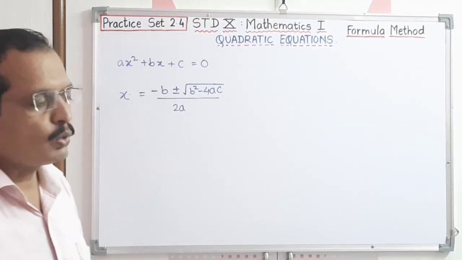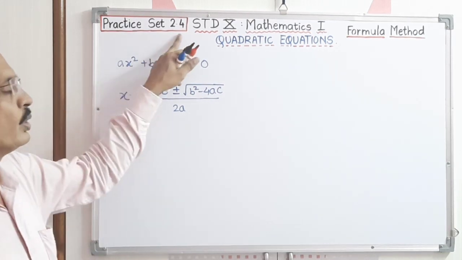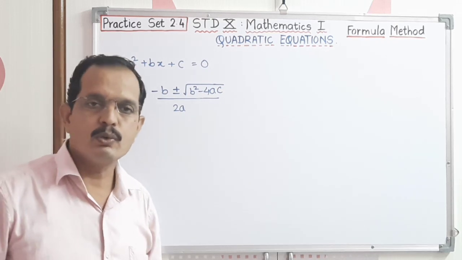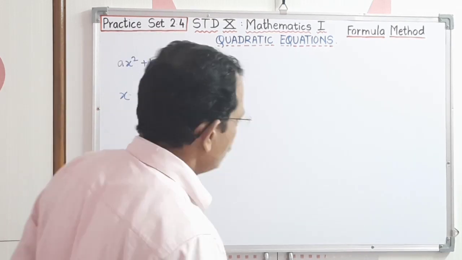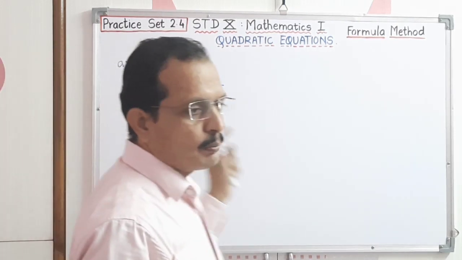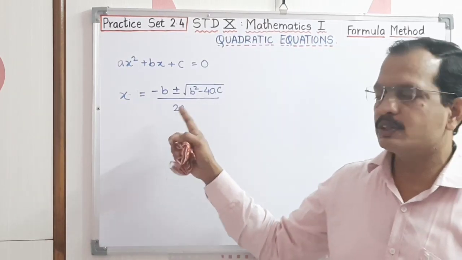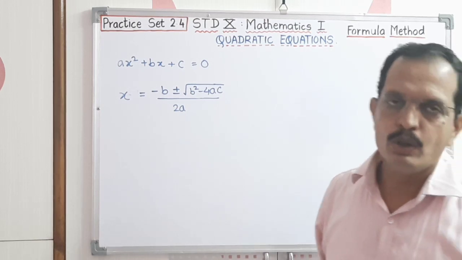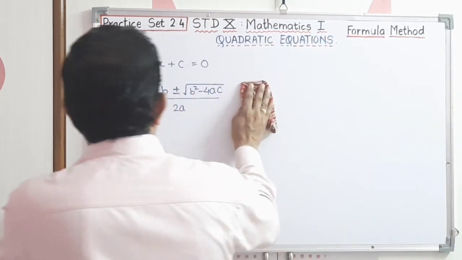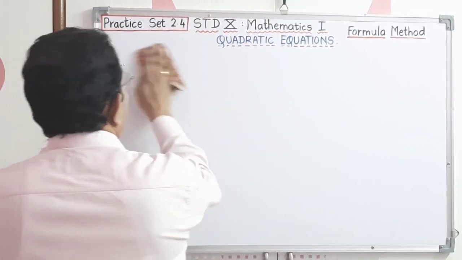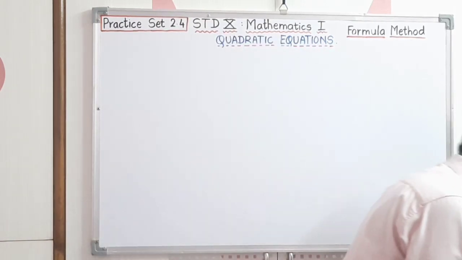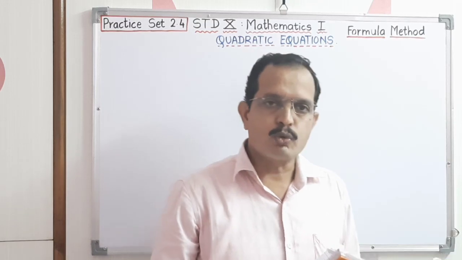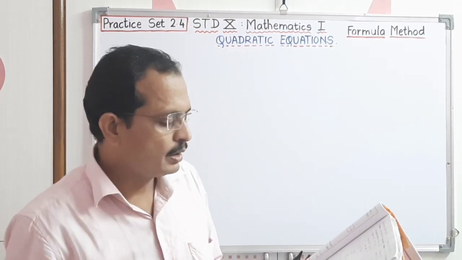Now we directly go to practice set 2.4. In that, two questions are there, and we have to solve them. First of all, you must remember this and write this formula in your notebook, and by using this formula we will now solve practice set 2.4. Now see the first question. Practice set 2.4, question number one.